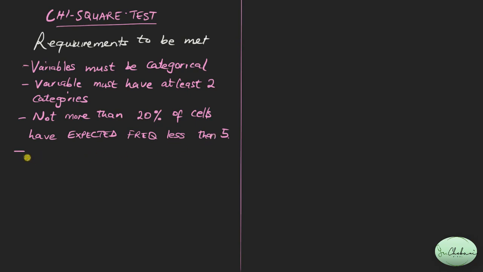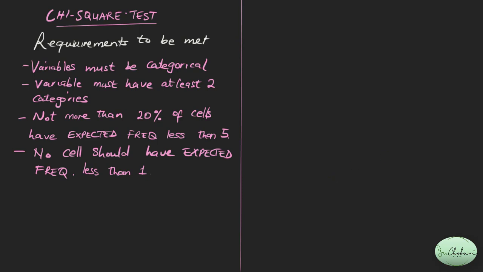Requirement number 5 is, if you have any cells that have frequencies less than 5, then they shouldn't be less than 1. So no cells at all should have expected frequency less than 1. Again, we are talking about expected frequencies, not the observed. So those are our requirements. If we meet those requirements, then we'll go on to conduct a chi-square test.